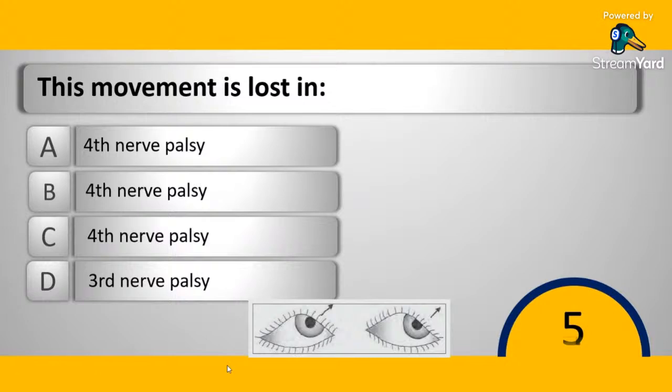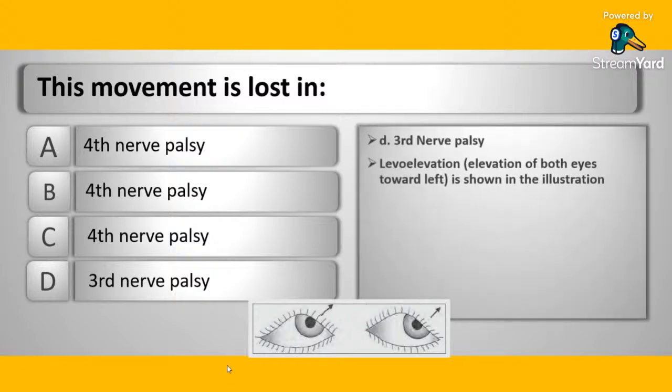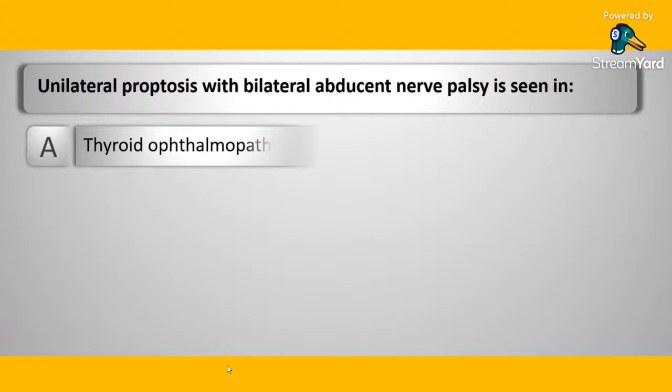See the movement. This movement is lost in what, you can see. It is lost in third nerve palsy. Levoelevation, elevation of both eyes towards the left, is shown in the illustration. This is lost in third nerve palsy.